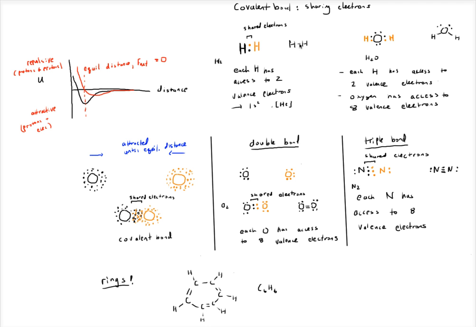Another way to write this is like this. Instead of writing the electrons out like this, you can draw a single line to represent a pair of shared electrons, one from one and one from the other.